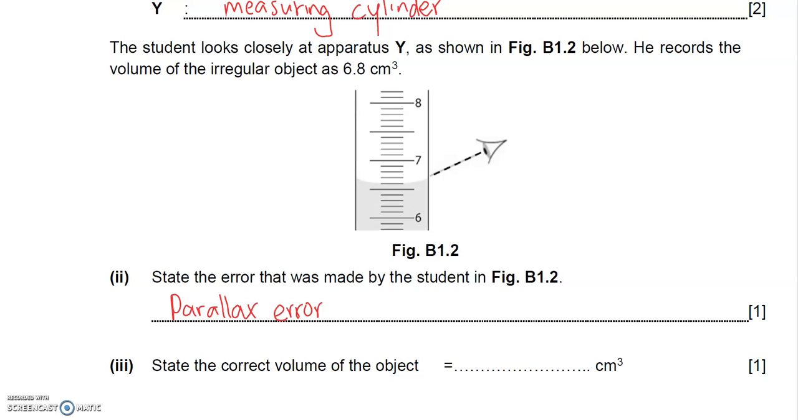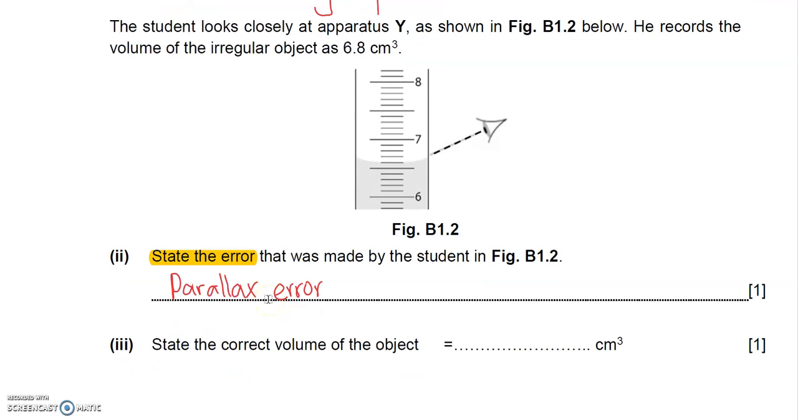Actually, this question B1A part 2 is asking you to just tell me what error this is. State the error, so the error is a parallax error. Correct volume of the object requires you to use your skills in reading the measuring cylinder reading. So we'll read at the bottom of the meniscus over here. So it should be 6.6 centimeter cube is your answer for part 3.